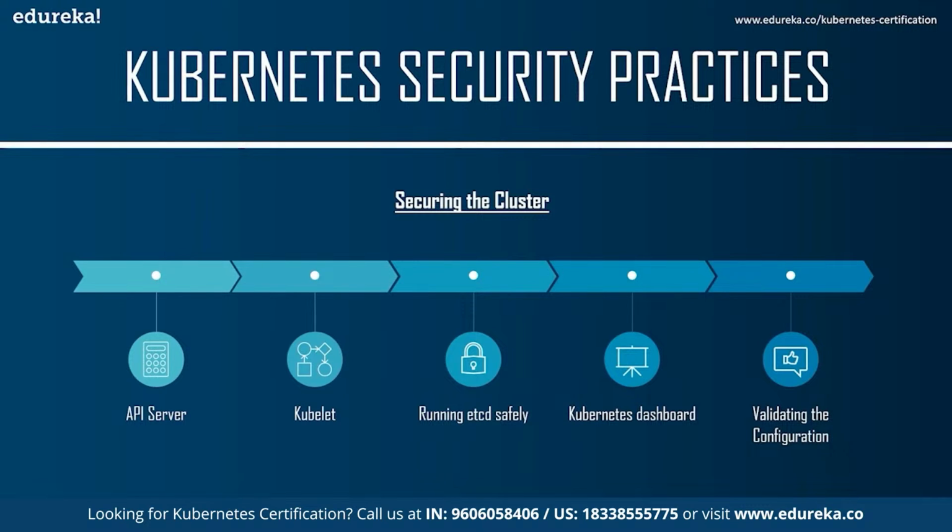Now, we're just going to talk about the configuration settings that are important to get right for the Kubernetes control plane components, and then we'll talk about some tools that can be used to verify the deployed configuration. So the first one is the API server.